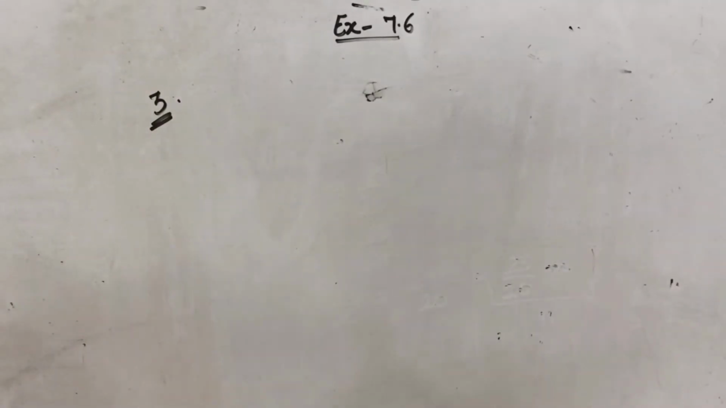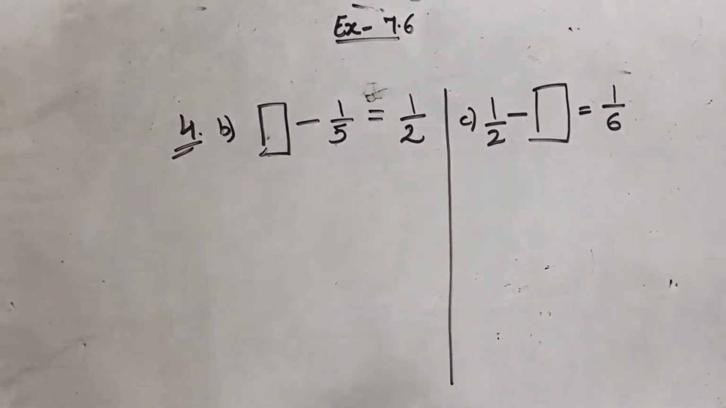Naina was given 1 integer 1 by 2 piece of cake. Najma was given 1 integer 1 by 3 piece of cake. Find the total amount of cake given. You have to add both the fractions. First you will convert them into improper fractions and then you will add them. So do this question yourself. Now next is fourth question. You have to fill in the boxes.